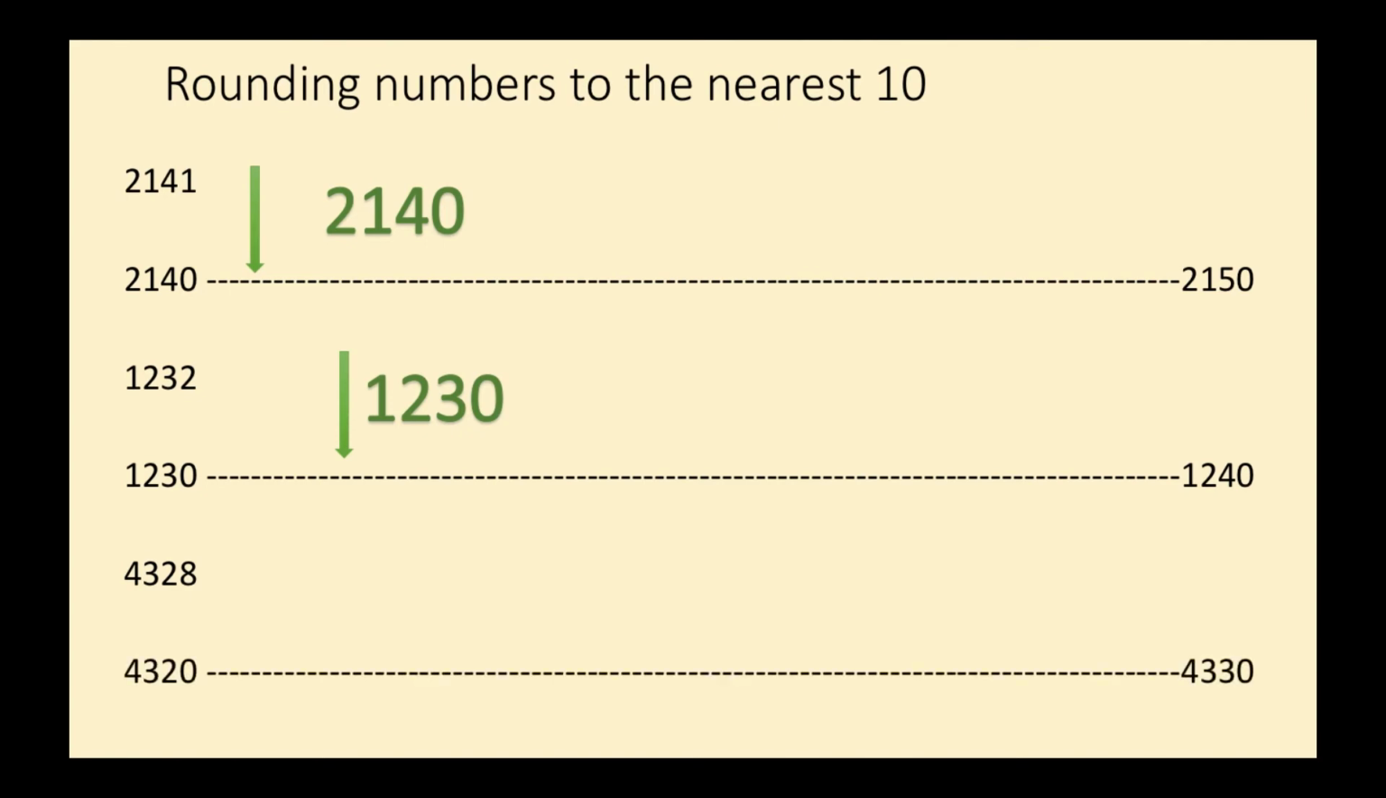Have a quick go at this last one. Pause the video if you need to and see how you get on. Okay, so if you've had a go, we know that 4,328 must be between 4,320 and 4,330. And if we're just looking at the 28 part, we know that 28 is closer to 30, so we need to round it to 4,330.